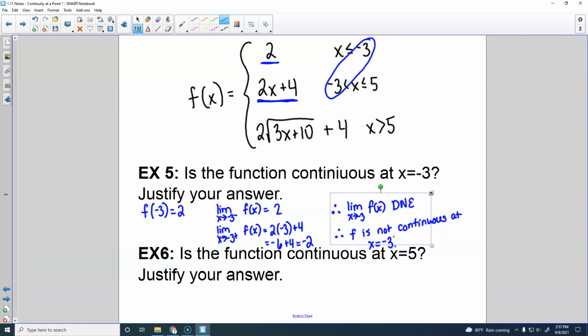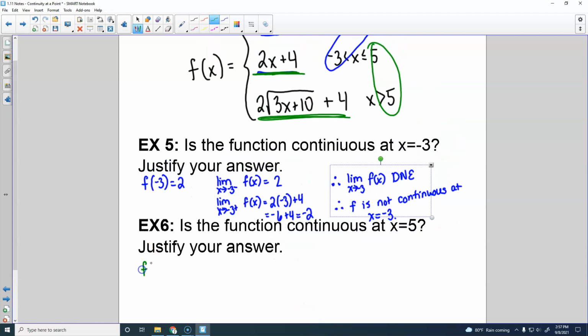All right. So if we're checking this for any questions on 5, if any piece of this is not true, if the limit does not exist, if f of -3 is undefined, or if you get answers for both f and the limit, but they don't equal each other, then it's not going to be continuous. So we would need to check 2x plus 4 and this function for 5.